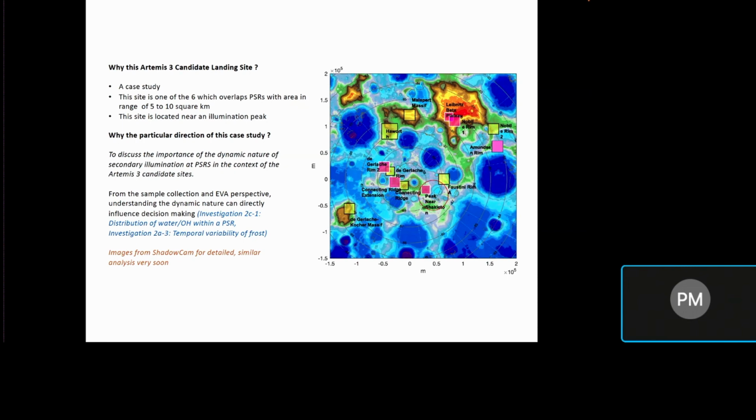And why is the timing correct for this kind of thing? We have a mission ongoing with the KPLO spacecraft, also known as the Lunar in the local language, which has a camera called ShadowCam, which is imaging the PSRs. So at this point, it gives us a window into looking at the dynamic illumination within the PSR at multiple times. Next slide, please.